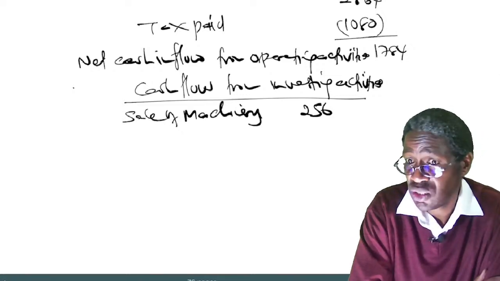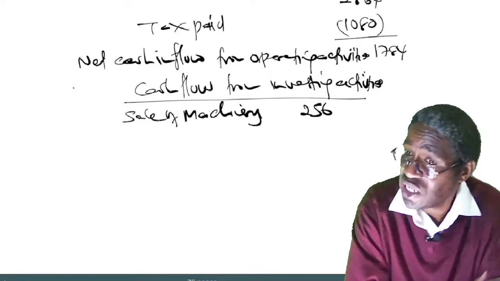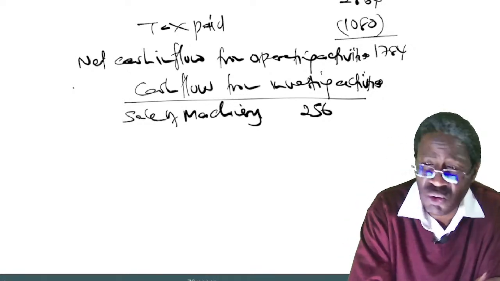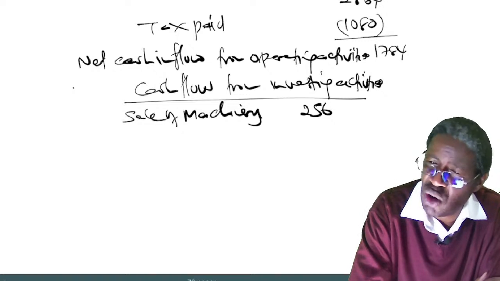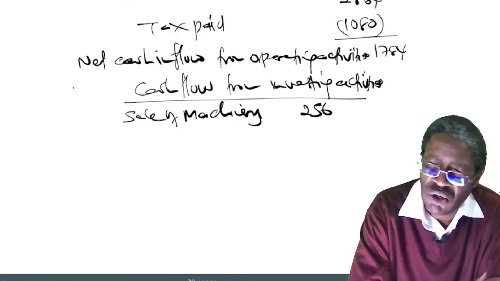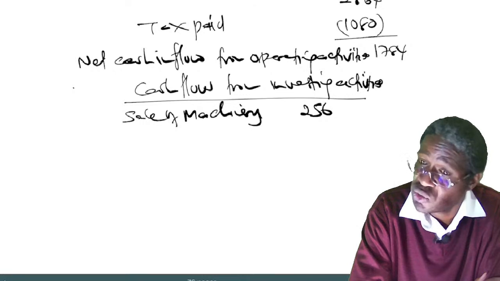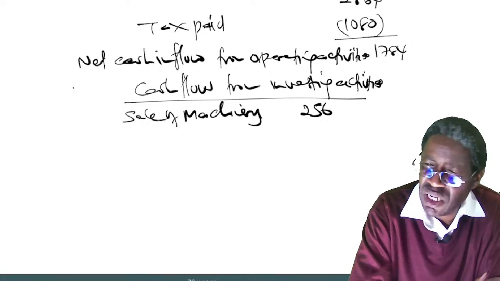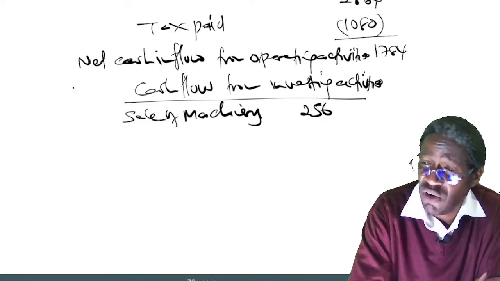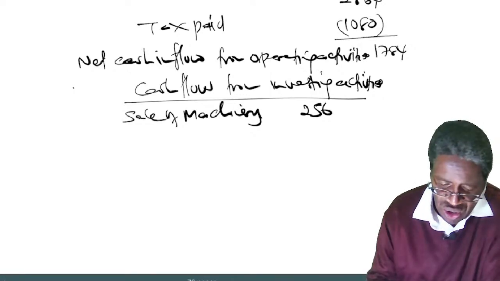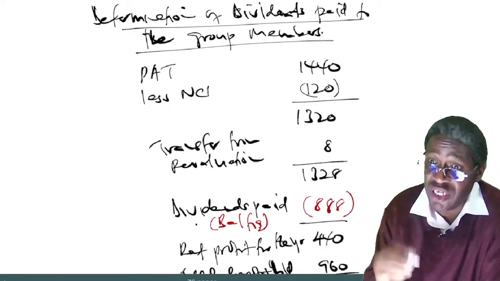For 3 reasons. 1, you may not be given the depreciation charge for the year. 2, you may not be given the cash paid to acquire new ones. 3, you may not be given the book value of the asset disposed. So I remember when we were analyzing this account of property, plant, and equipment, it was our first account to analyze. We got an amount of the cash paid to acquire new ones.